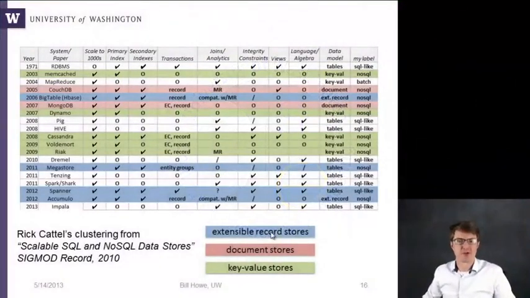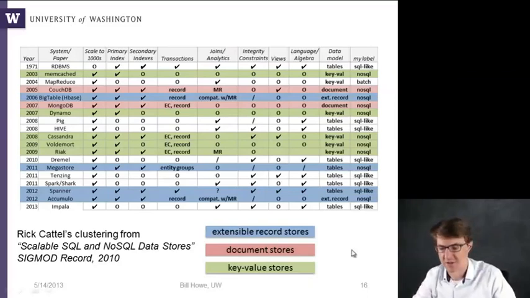So Rick Cattell wrote a nice paper in 2010 about scalable SQL and NoSQL data stores, where he had a taxonomy of these systems and placed popular instances of these systems into that taxonomy. This slide corresponds to his grouping, where each color is one of the groups that he defined. He lumped them into key value stores, document stores, and extensible record stores.